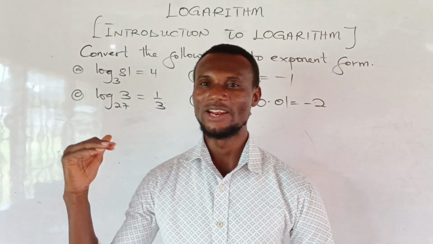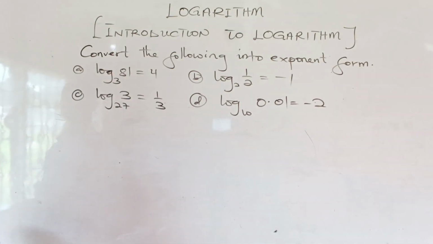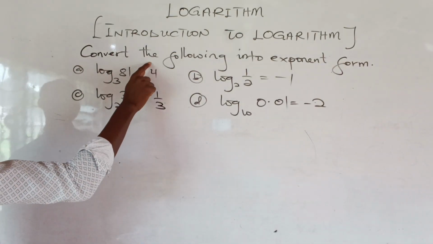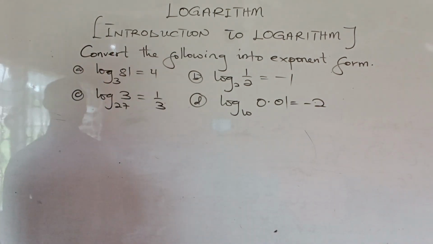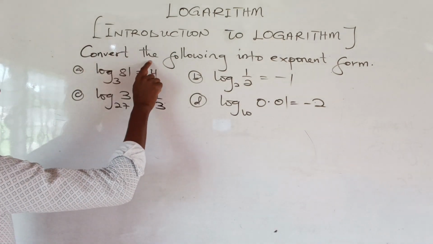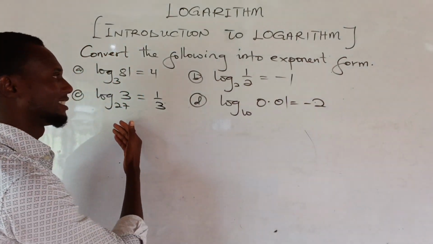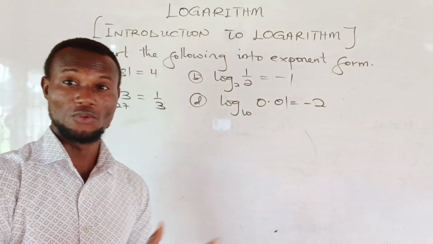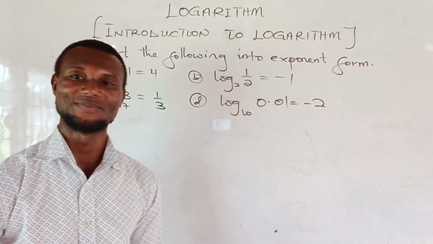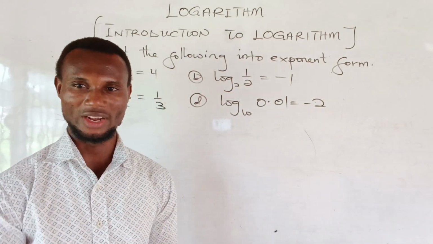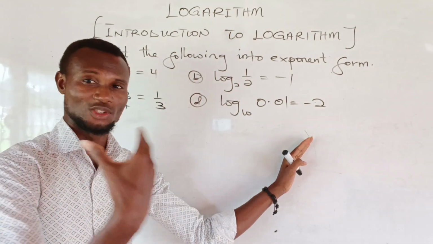Let's go ahead and look at the questions that I have on the board. The question says: convert the following into exponent form. One more time, it says convert the following into exponent form. And you can see that I have log equations on the board. Log equations simply means equations containing log. As you can see, all the equations that I have here contain log.